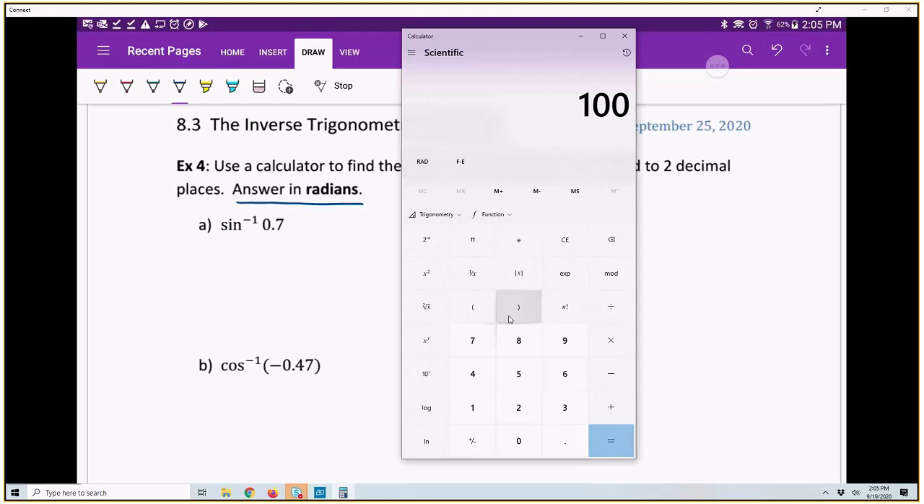Then 0.7 is the value of the trigonometric ratio, and I'm going to find the sine inverse of that. So we'll go to trigonometry, use the second function, and then do the sine inverse. Rounded to 2 decimal places, your answer is 0.78.